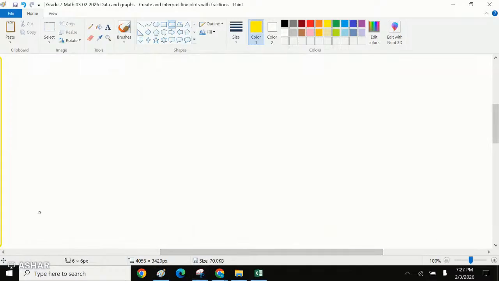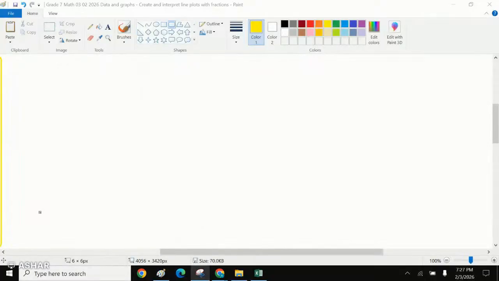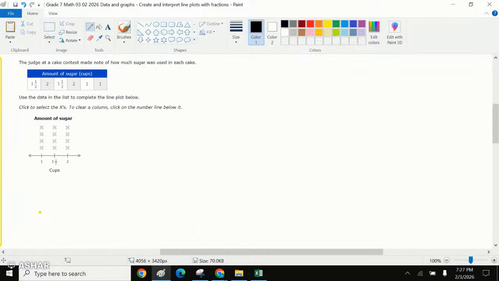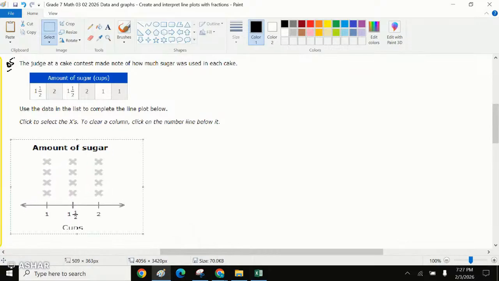In question number 5, what they're asking us is the judge at a cake contest notes how much sugar was used. They are taking an account of how much sugar was used to make a cake. This is our question number 5. Okay, I'll just change the size of the data. Okay, if this is the information given to us, this was the number of cups that were used of the amount of sugar.